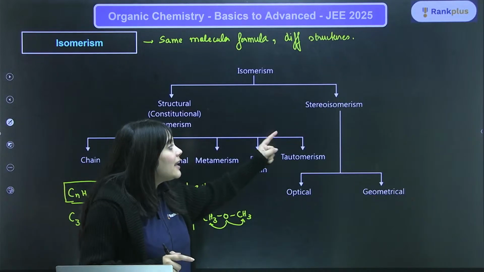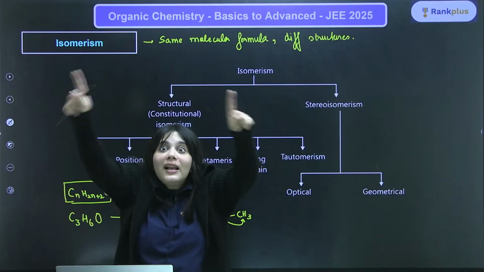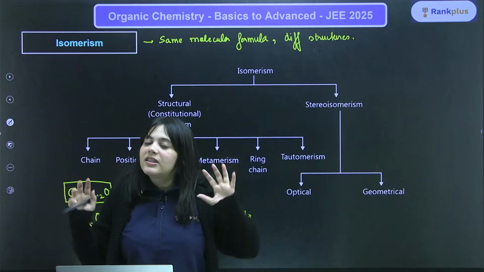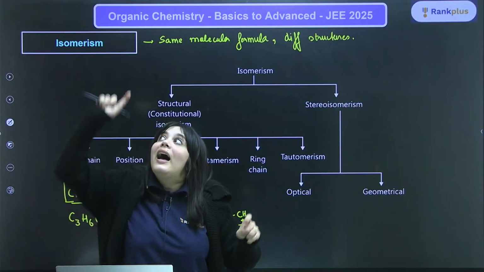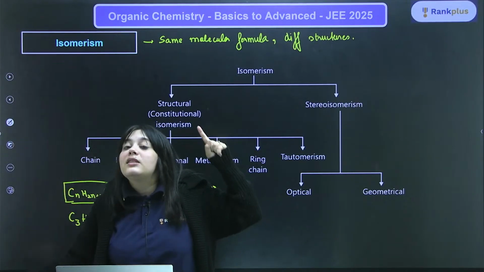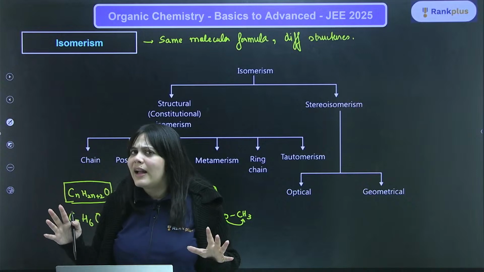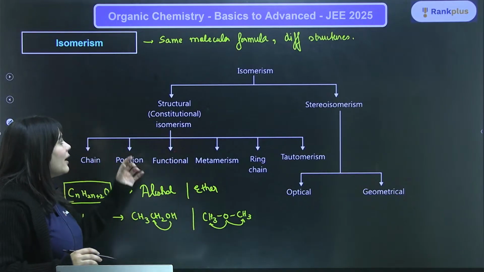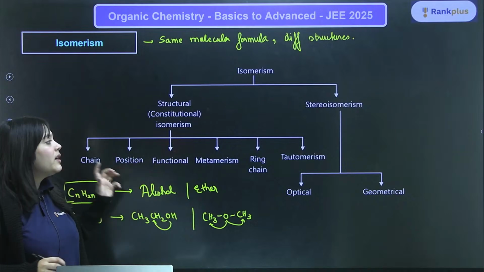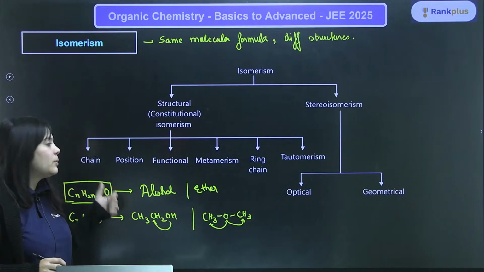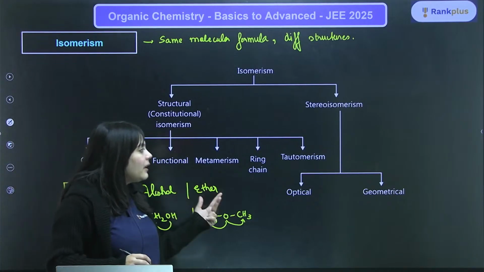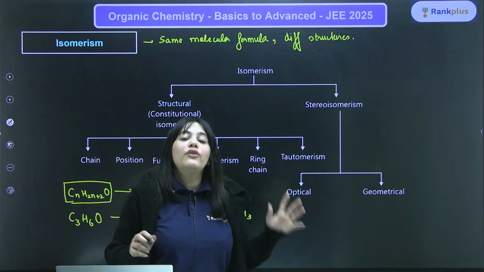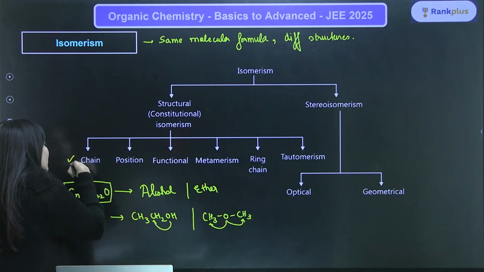And what are stereoisomers? When the spatial arrangement is changing, right? Stereoisomers are those where the arrangement of atoms in space changes. And what is meant by that? We're going to figure that out soon in this lecture. Do not worry. Once again, structural isomers are of all these types: chain isomers, position, functional, metamerism, ring chain, and tautomerism. We're going to study all of these one by one in this lecture.